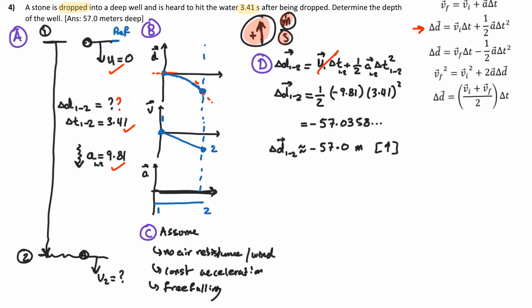Does it make sense in terms of direction? Well, up is positive. If my displacement is negative, that means the displacement from 1 to 2 is actually opposite of up, which is down. And that is correct. My rock in this case is falling from stage 1 to 2, and it's falling downwards and not upwards. So this makes sense. But the question here is asking us to determine the depth of the well and not really the displacement. So the depth is equal to 57.0 meters approximately, and I'm going to box that in.